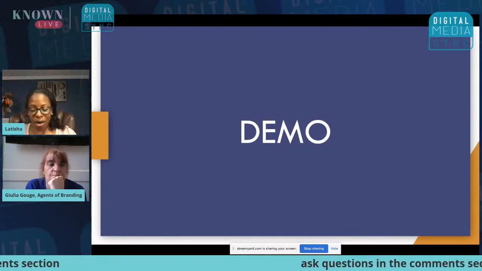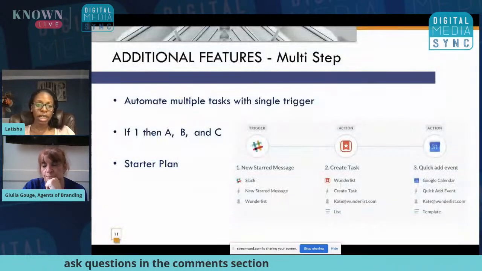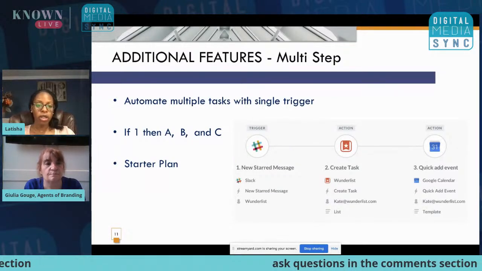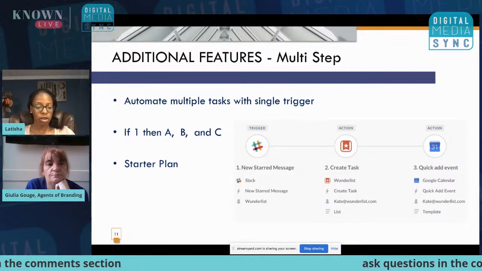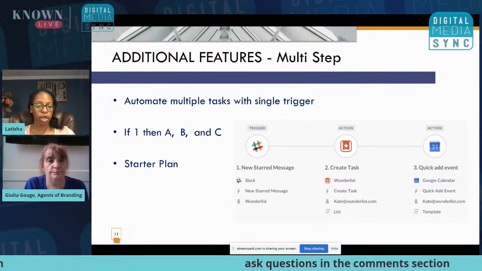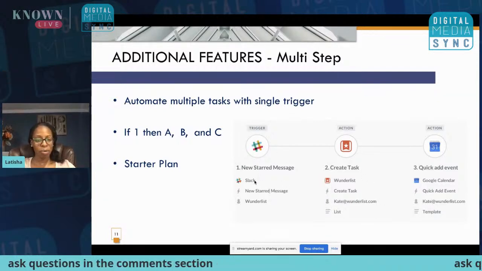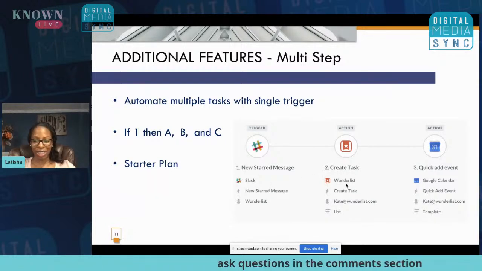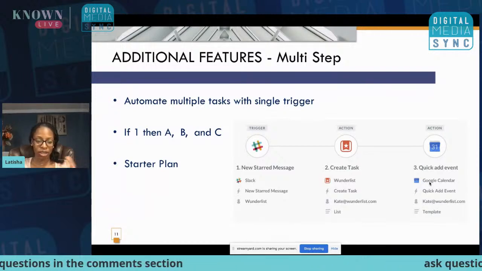So I just wanted to go over, as I mentioned earlier, some additional features. So one is multi-steps. All the samples that I just did in Zapier were all single step triggers. You are able to do multi-step. So the example here is, when a new star message comes in to Slack, you want to create a task in Wunderlist, and you want to add that event to your Google Calendar. So you have two actions for that one trigger.